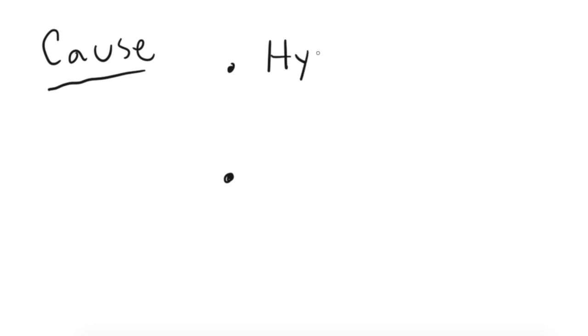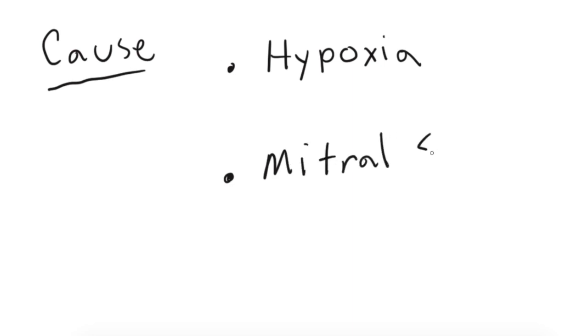Next, let's take a look at a cause. Hypoxia is the most common cause, number one cause of atrial fibrillation, and mitral stenosis is not a very common cause, but it is commonly tested to make sure that you know the connection between a mitral stenosis and atrial fibrillation.